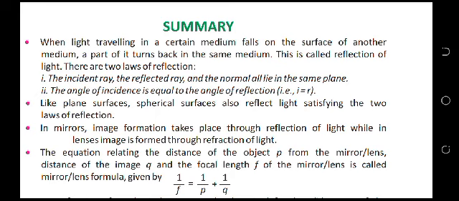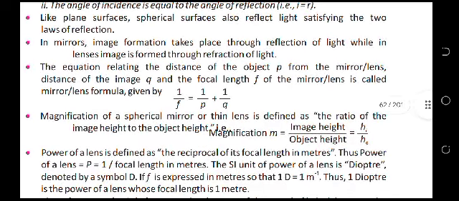Like plane surfaces, spherical surfaces also reflect light, satisfying the two laws of reflection. In mirrors, image formation takes place through reflection of light, while in lenses, image is formed through refraction of light. The equation relating the distance of the object p from the mirror or lens, the distance of the image q, and the focal length f of the mirror or lens is called the mirror or lens formula, given by 1 over f is equal to 1 over p plus 1 over q.